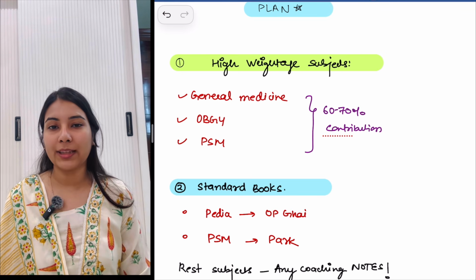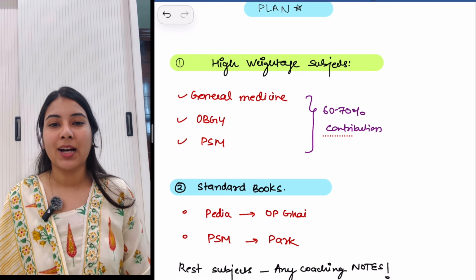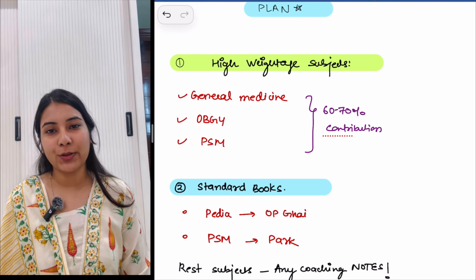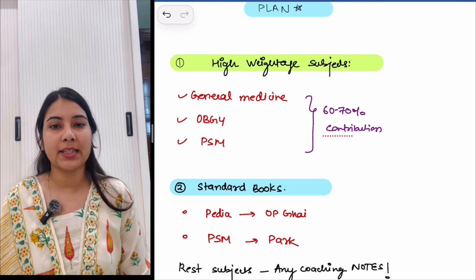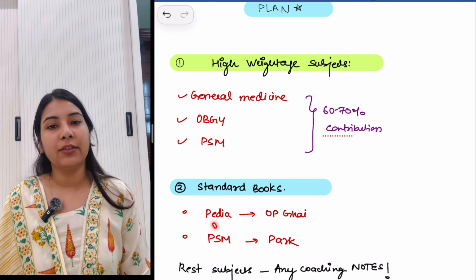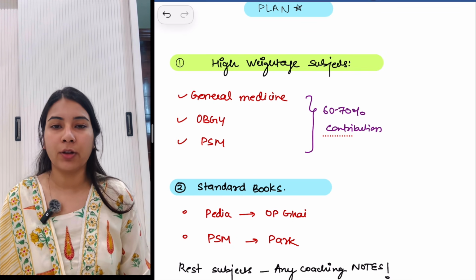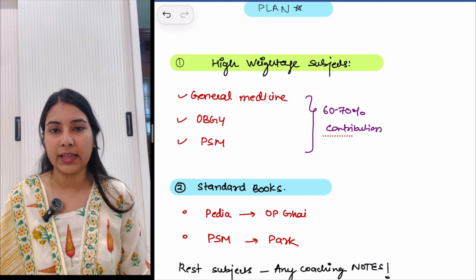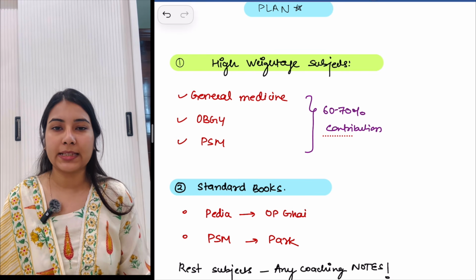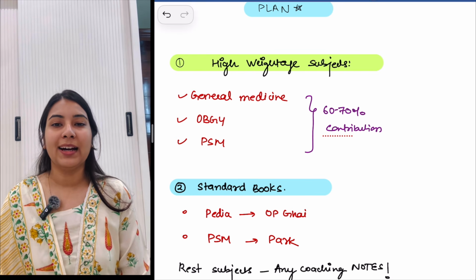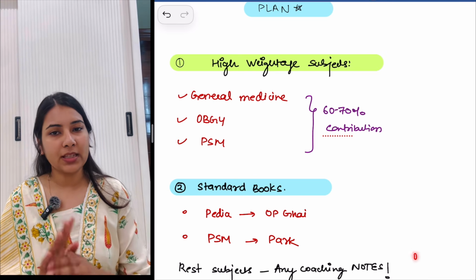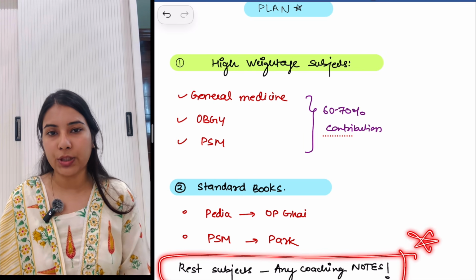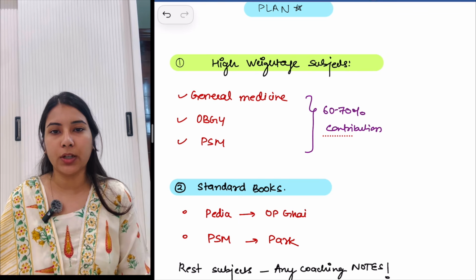Then the next important thing is using standard textbooks. For two subjects I would suggest you use standard textbooks. For pediatrics please refer to OP Ghai, and for PSM use Park, or if not Park you can also refer to Vivek Jain, but I would personally suggest using Park for PSM. Then the rest of the subjects can be covered from any of the coaching notes, but for these two subjects please refer to your standard book.